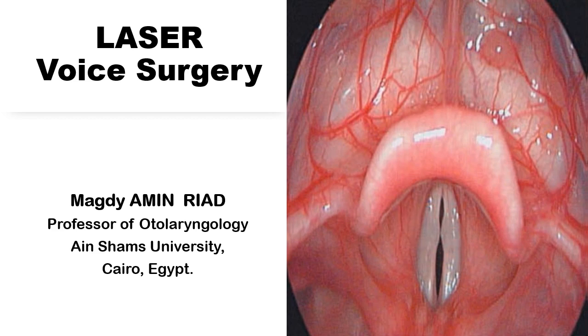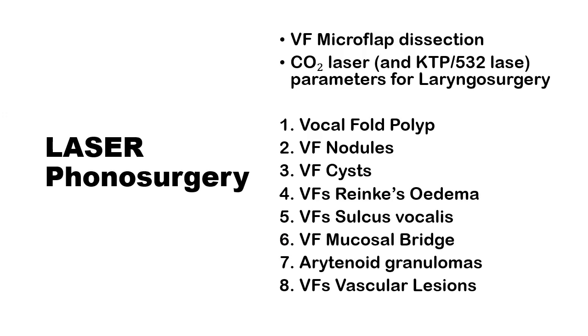This presentation is on the use of laser in microlaryngosurgery for benign vocal fold lesions in patients with voice disorders. We shall go through the design and dissection of a vocal fold microflap and the settings and parameters of carbon dioxide laser in laryngosurgery for benign vocal fold lesions, together with the settings for KTP lasers in some of these lesions: vocal fold polyps, nodules, cysts, Reinke's edema, sulcus vocalis, mucosal bridge, arytenoid granuloma, and vocal fold vascular lesions.